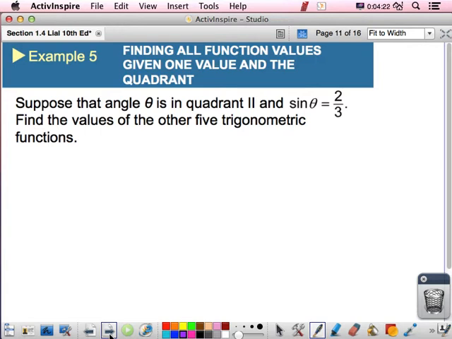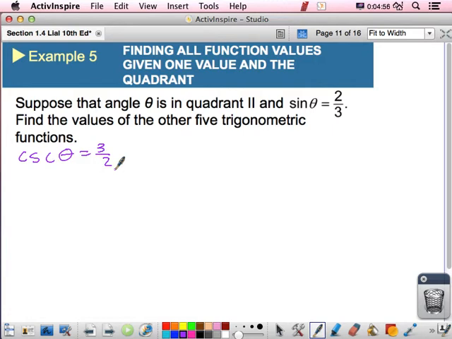So given that an angle is in quadrant 2 and that the sine of that angle is +2/3, we want to find the remaining 5. Well, what's one that we know right off the bat? We know if sine is 2/3, then we know that cosecant is 3/2. So I guess we'll just start there. Cosecant has to be 3/2. And that's pretty much the only one that we know. We have to figure out a method that will allow us to find the other 4.